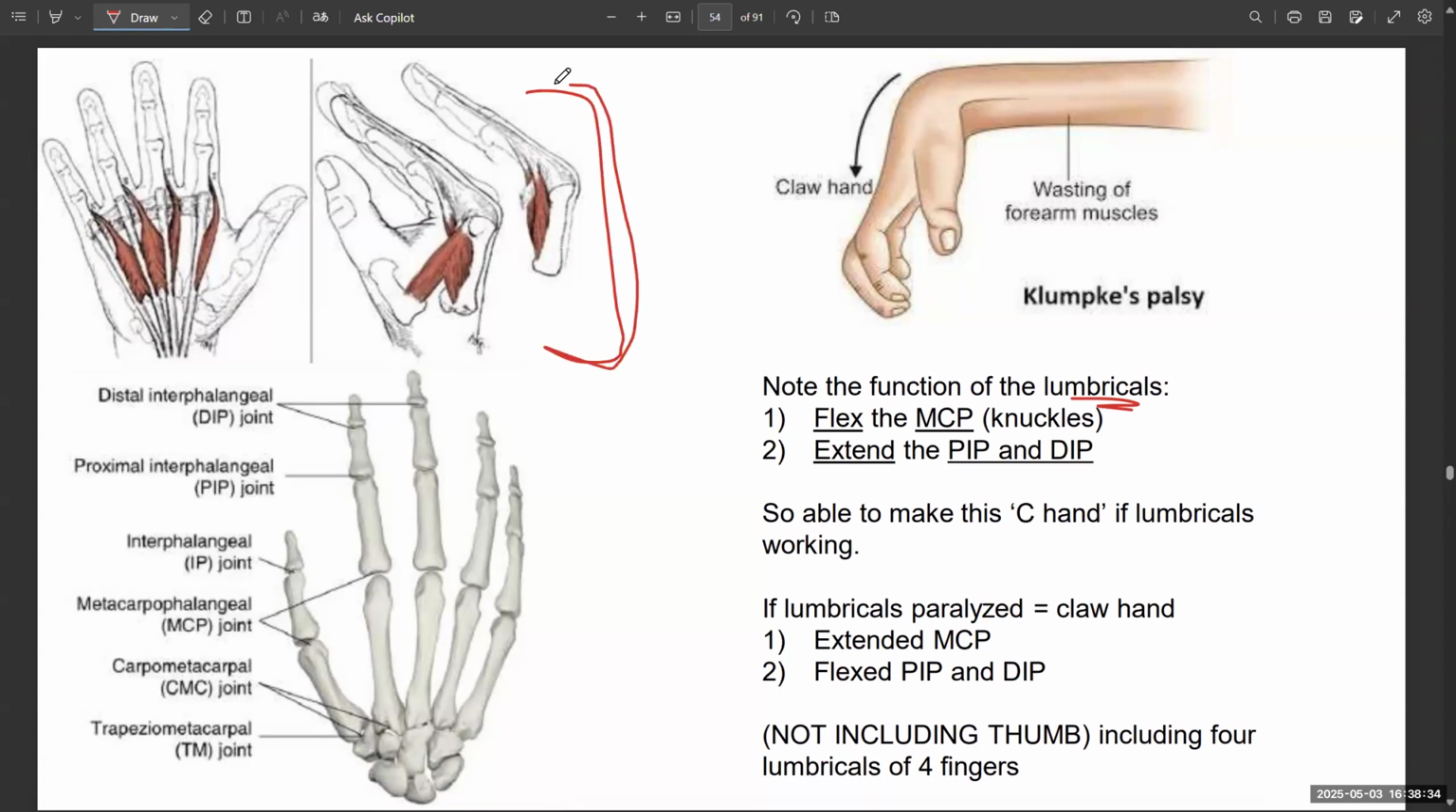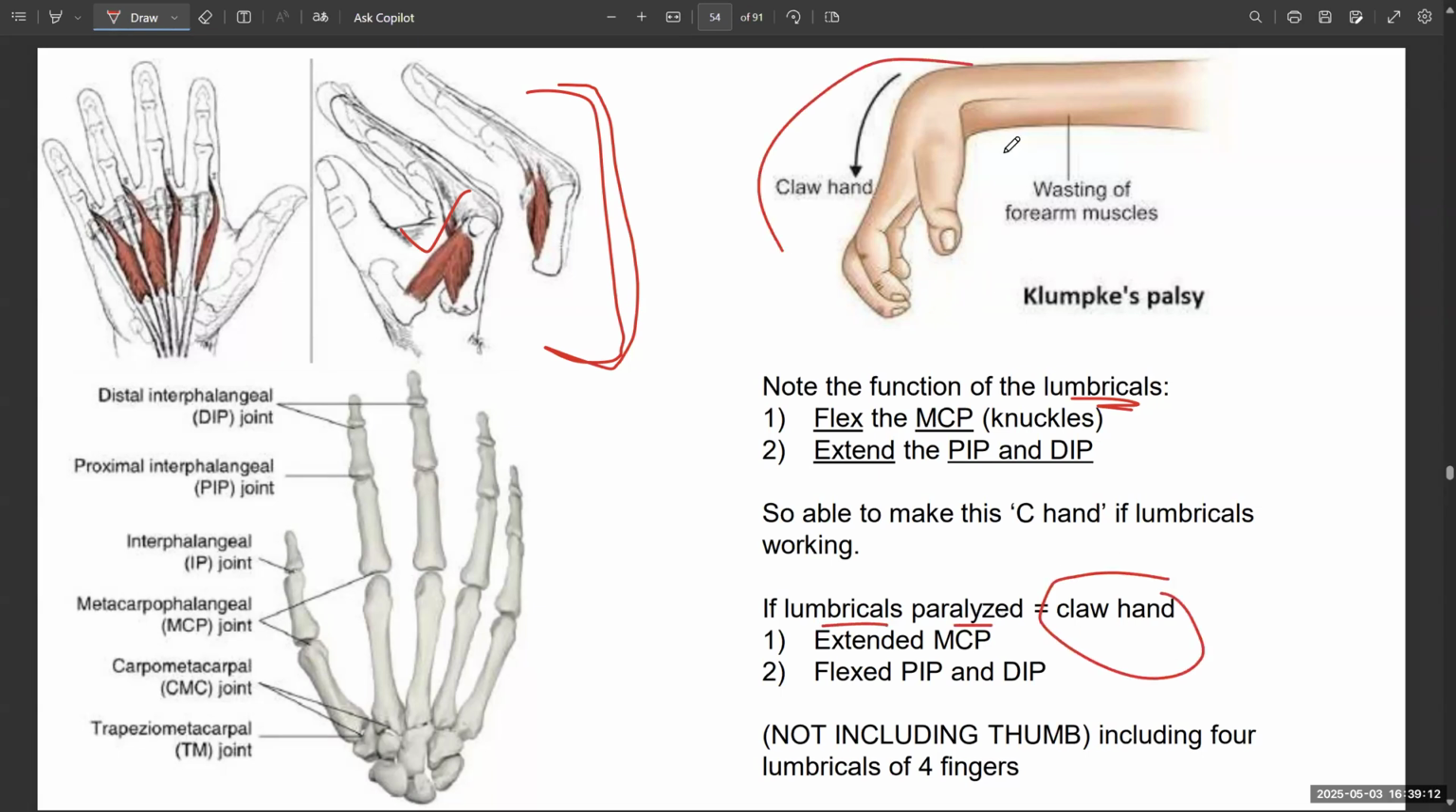Now, everybody, I want you to take out your hands. Put them on the table with your palm facing upwards. Make sure that all your fingers are straight, extended. Now, what you want to do is bring your fingers straight towards you, so you're going to flex your knuckles. This is the position that you're going to have. When you are able to make this C-shaped position, that means that your lumbricals are working fine.